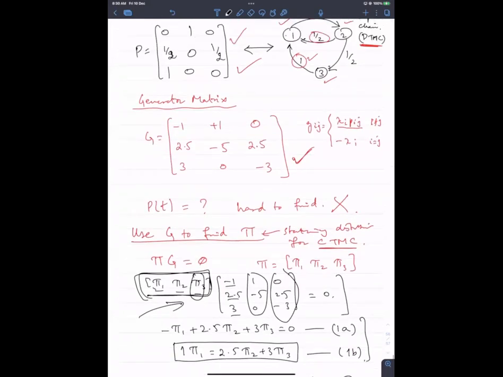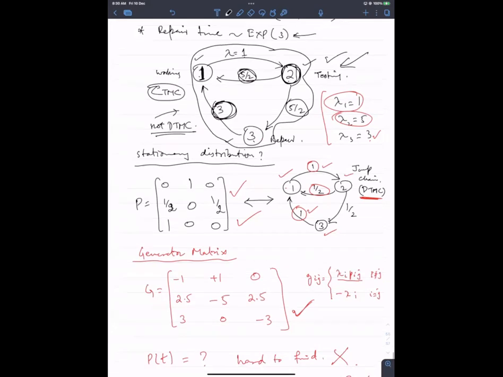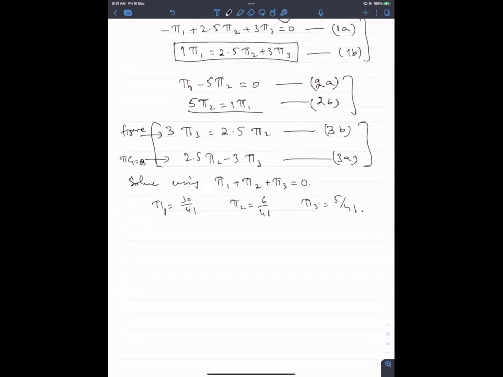So really this expression is really a mathematical form of writing this chain. Yeah. So isko solve using pi 1 plus pi 2 plus pi 3 is equal to 1. You will get pi 1 is equal to 30 by 41. Working state में होने की ये probability है. Pi 2, testing state में 6 over 41 and repair state में 5 over 41. This will be your stationary distribution for the continuous time Markov chain. Okay.